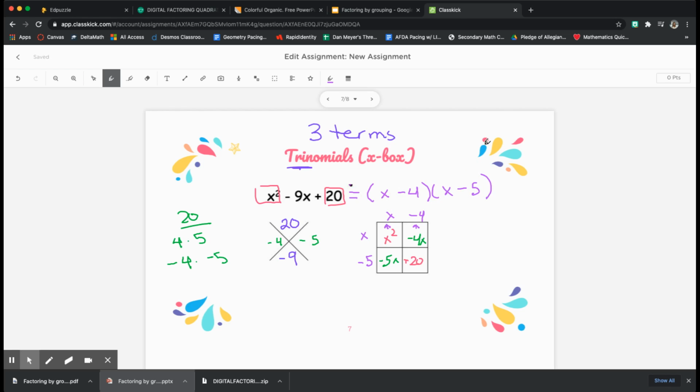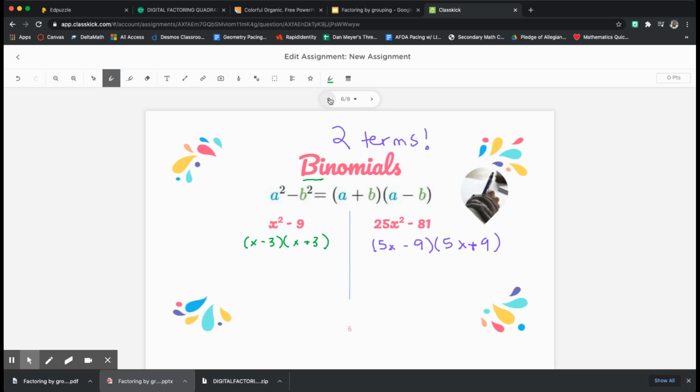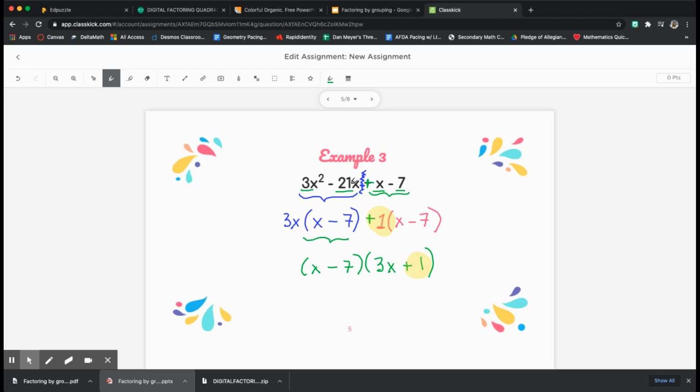So those are our three strategies now for factoring. It's kind of nice because you actually can look at the number of terms to guide your thinking. With 3 terms, we should be using Xbox. With 2 terms, we should be checking for a difference of perfect squares. And when we have 4 terms, we have to divide down the middle and do factor by grouping.